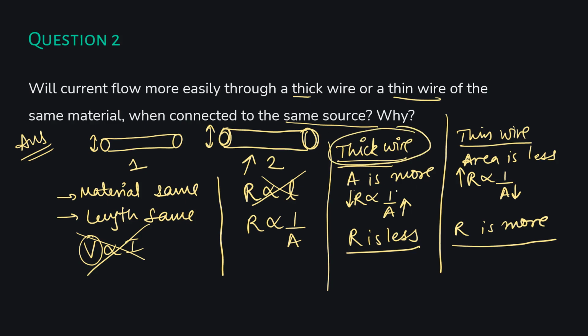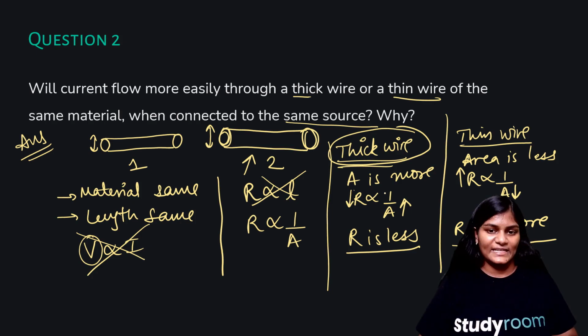And why? You would explain it in words also. Then you will show the relation. You will explain that it was seen experimentally that the resistance is inversely proportional to the area of the wire, which means then you write this relation R is proportional to 1 by A, and then you say thus it means that in a thick wire, because area is more, then resistance is less, using this relation. Thus the current flows more easily in a thick wire. Okay, great. Moving on.